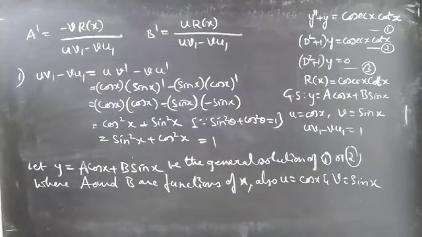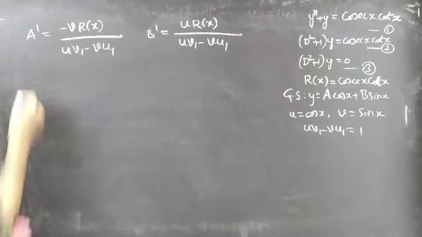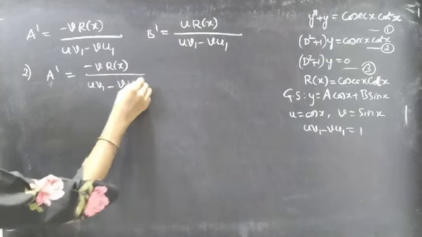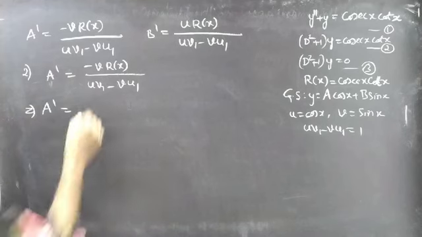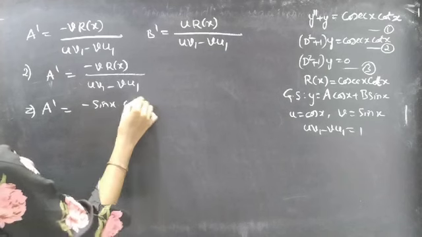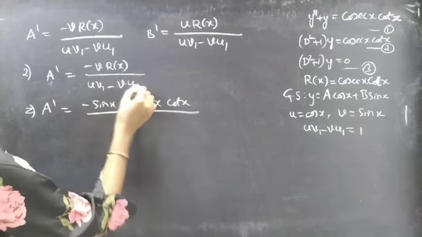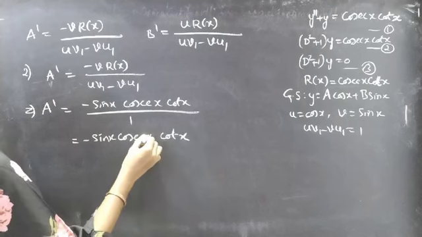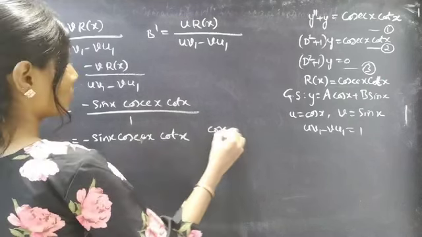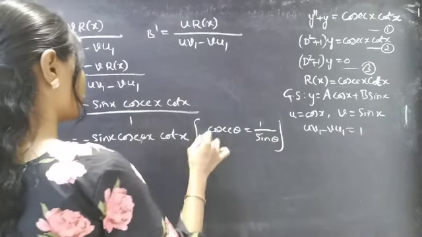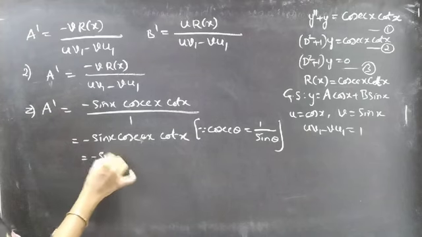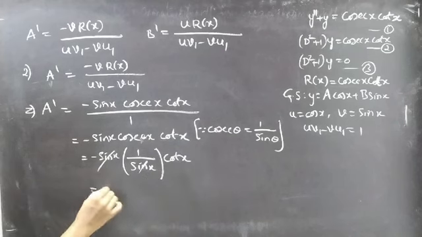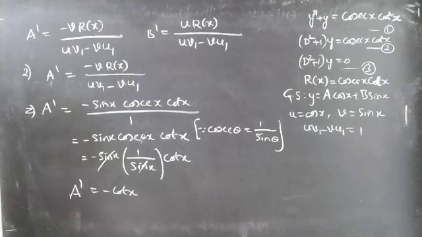Let's now find a dash and b dash using this formula. We have a dash equals minus v into r of x by uv1 minus vu1, right? Then a dash equals minus sin x into r of x, cosecant x cot x, by uv1 minus vu1, which is 1, so it equals minus sin x into cosecant x into cot x. Since cosecant theta is the reciprocal of sin theta, we can replace cosecant x with the reciprocal of sin x, into cot x, so that sin x gets cancelled and we get minus cot x. So we got a dash equals minus cot x.